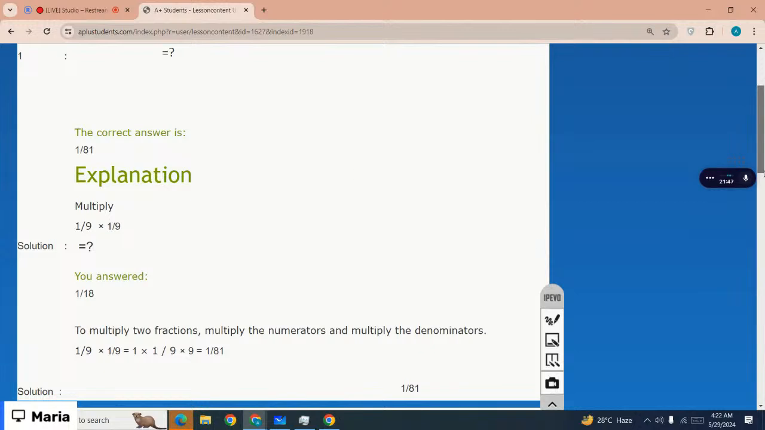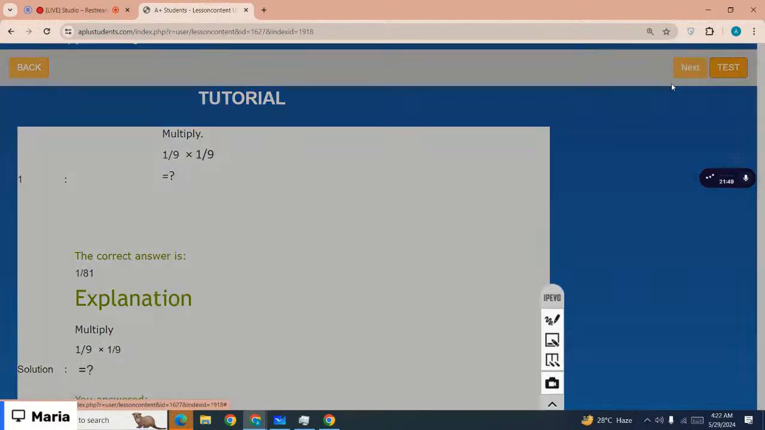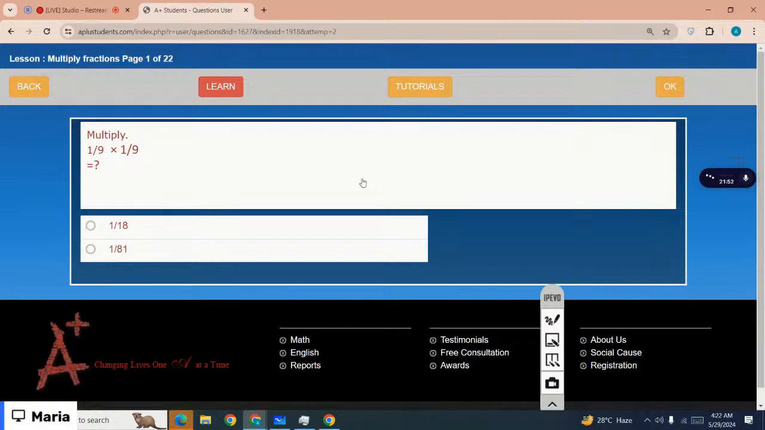Let's just start with the test questions. Okay, the first one is 1 by 9 times 1 by 9. So which is the correct option? You have to do numerator times numerator and denominator times denominator. So which is the correct option? That is 1 over 81. Option number 2 is the correct option.